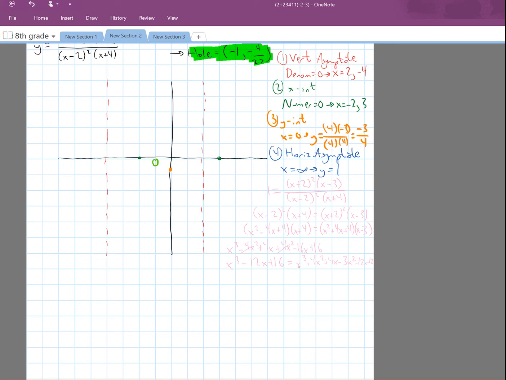x cubes will go away. Negative 12x plus 16 equals 4x squared minus 3x squared makes x squared plus 4x minus 12x is minus 8x minus 12. I hope I did this right. Alright, do I see where this is going?